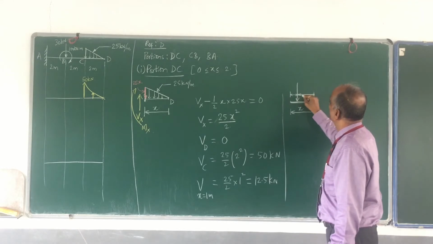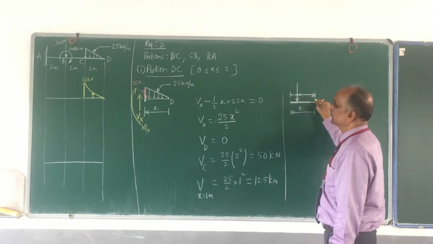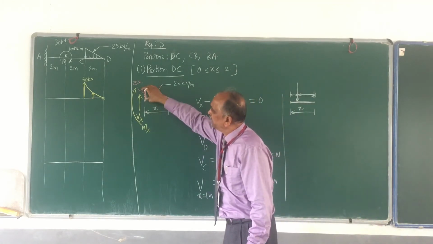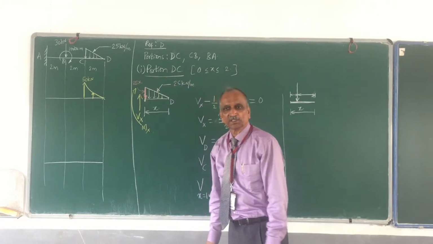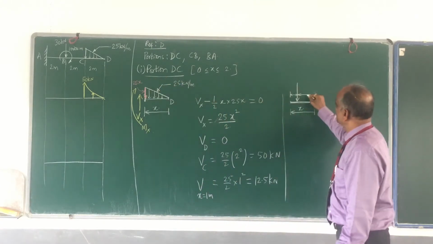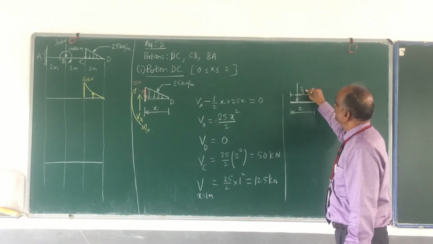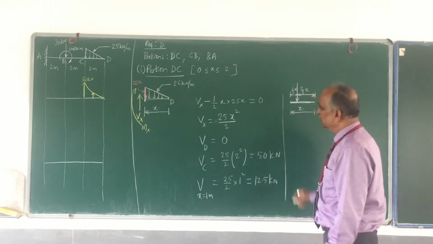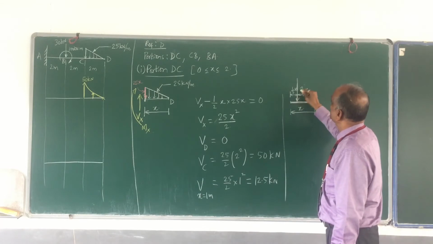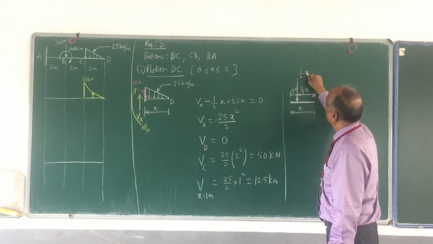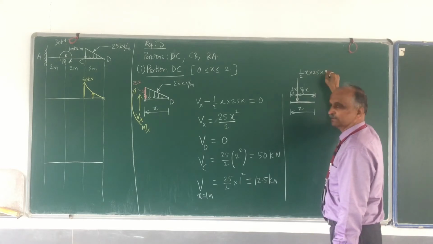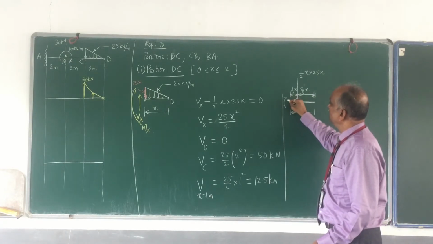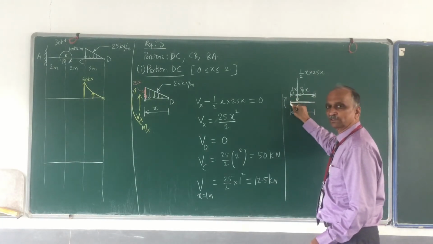And I know that if x is the total length of the base of the triangle, then one distance is 1/3 and the other is 2/3. So this is 2/3 times x, and this distance is 1/3 times x. So how much is this load? That is nothing but half into x into 25x. This is the load, and this distance is 1/3 x. And I am taking bending moment about this section. Please, this is very important.